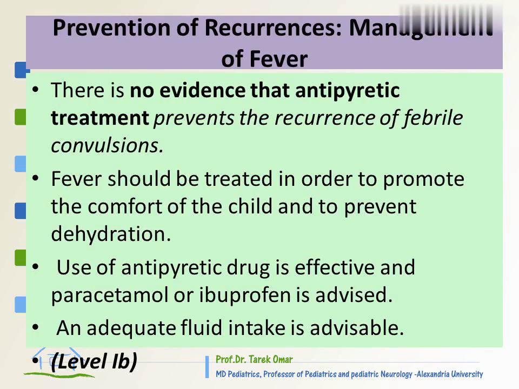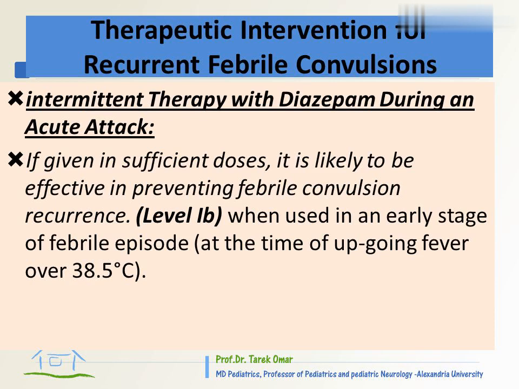Prevention of recurrences, management of fever. There is no evidence that antipyretic treatment prevents the recurrence of febrile convulsions. Fever should be treated in order to promote the comfort of the child and to prevent dehydration. Use of antipyretic drug is effective and paracetamol or ibuprofen is advised. An adequate fluid intake is advisable. Level IB.